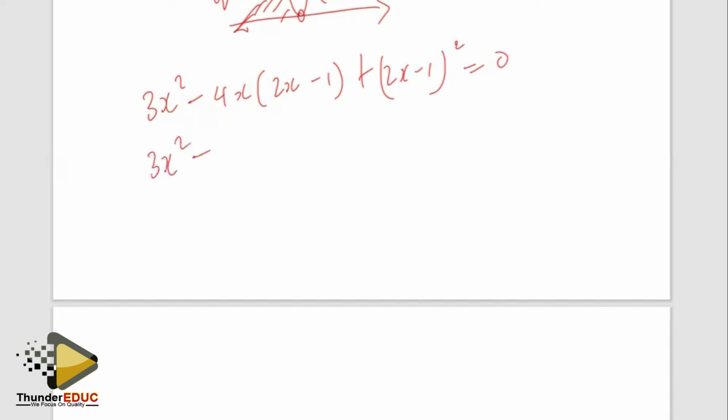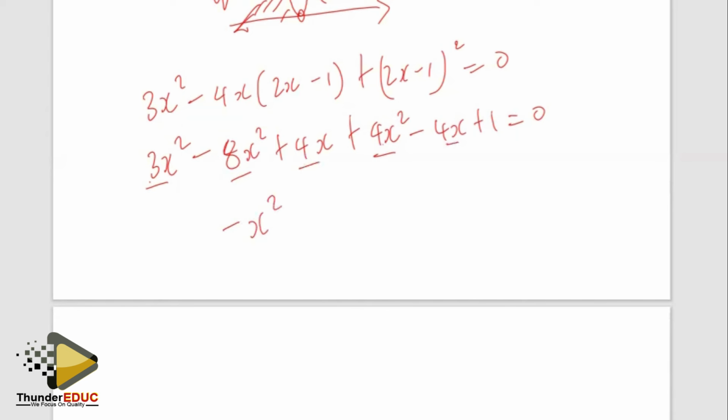So 3x squared minus, that's going to be 8x squared, please. And this -4 and the -1 must give us a positive 4x. And then opening this up, we shall have 4x squared minus 4x plus 1 is equal to 0. Then we need to collect the like terms. So 3 and 4 is 7, minus 8, that's -x squared. This 4x and that 4x will cancel out. Beautiful. Plus 1 is equal to 0.